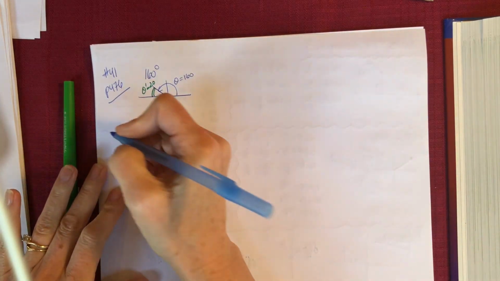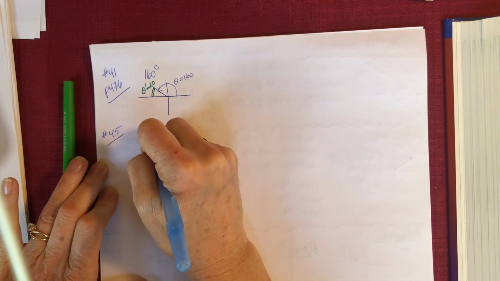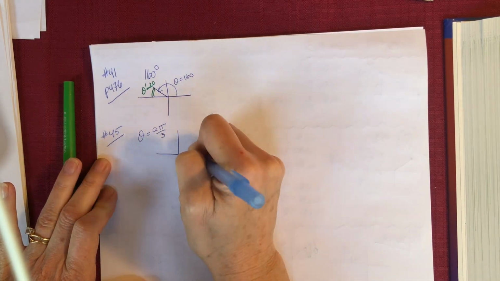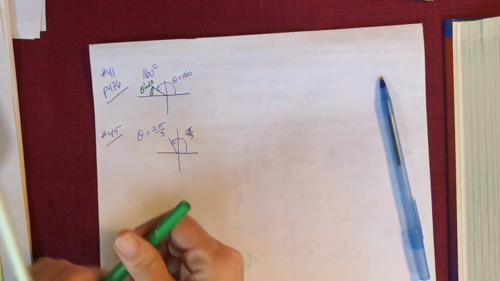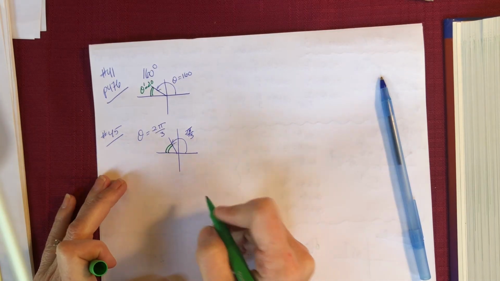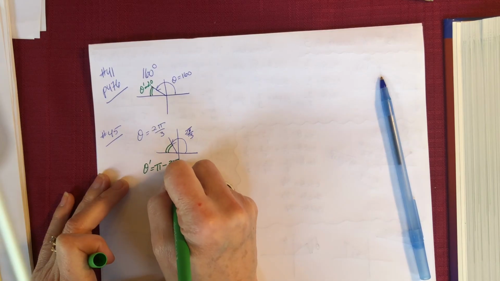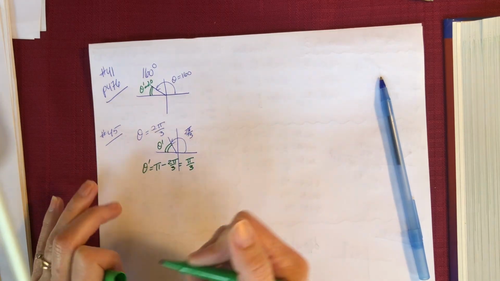Okay. Similarly, in number 45, on the same page, I have a reference angle. Theta is equal to 2 pi over 3. Oh, good one. All right, 2 pi over 3. Same kind of thing. All the way around here, 2 pi over 3. Put the pi in there. So how big is this angle going to be here? I know halfway around the circle is going to be pi. So I know theta prime is going to be pi minus 2 pi over 3. And that's going to be pi over 3. Okay, so theta prime is this angle right there.